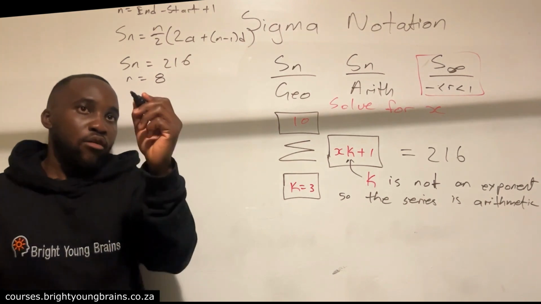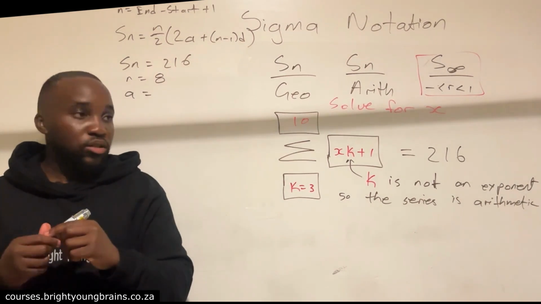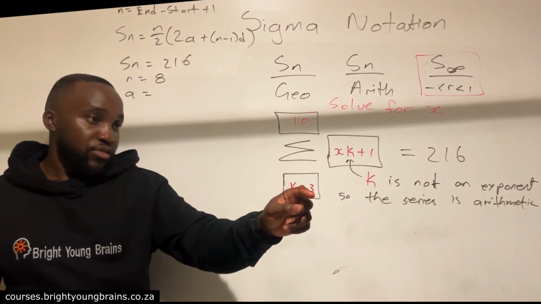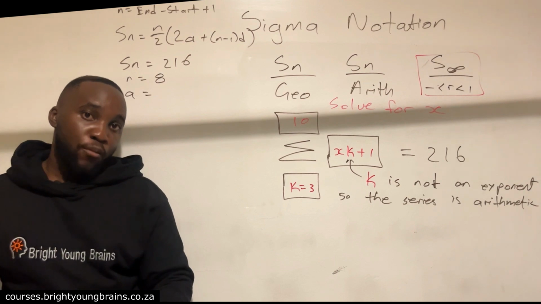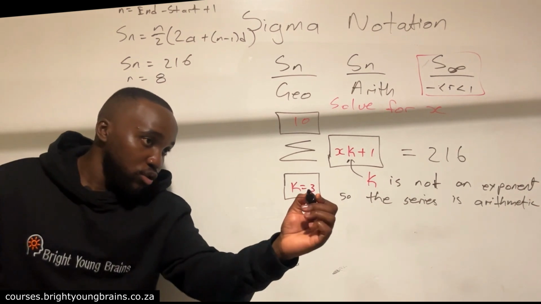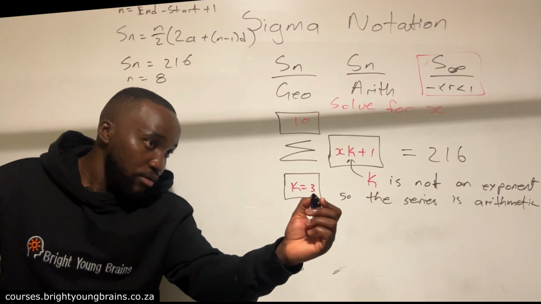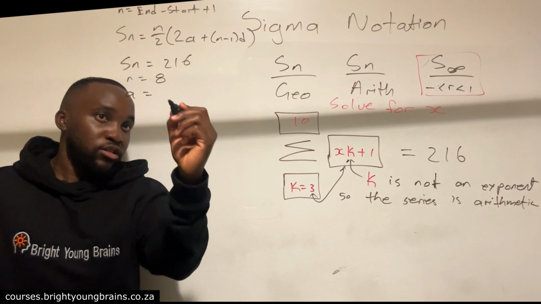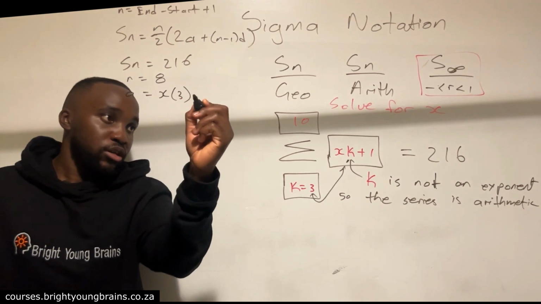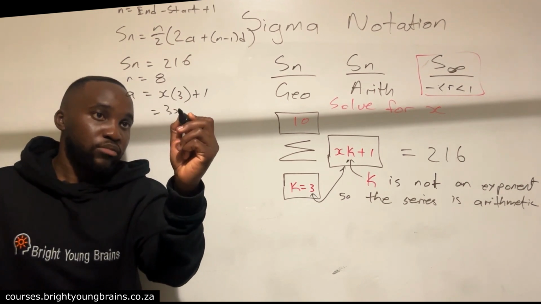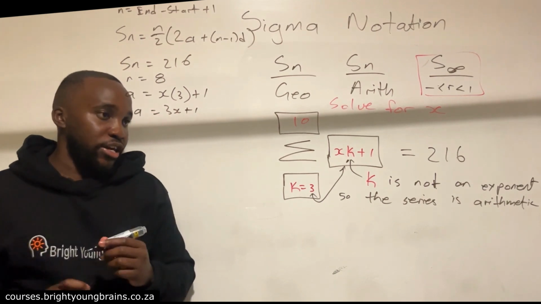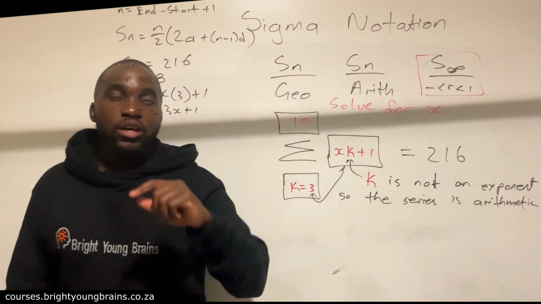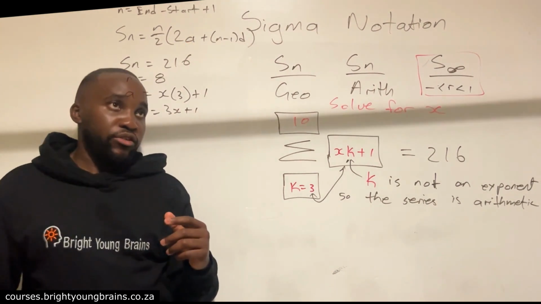Our value of a, we said, is what you get when you put this number into your general term. So our value of a here is just x times 3 plus 1, which is just 3x plus 1. That's okay, because at least if you put 3x plus 1 here, you have x in your expression. So that's how you're going to eventually solve for x.